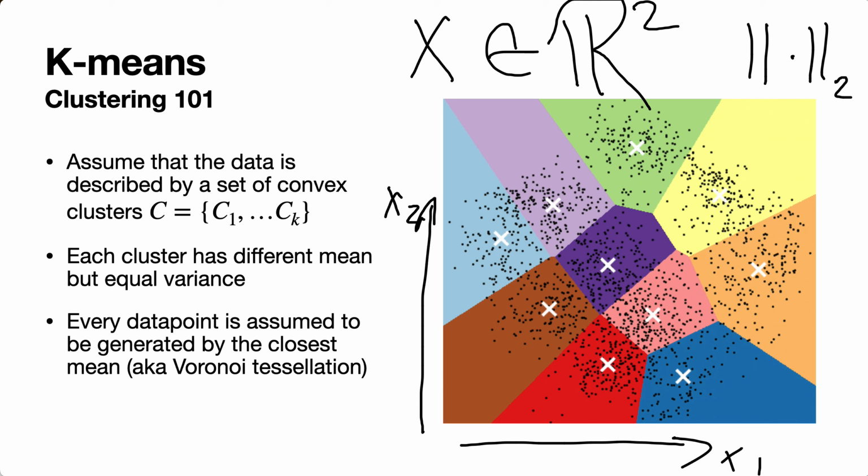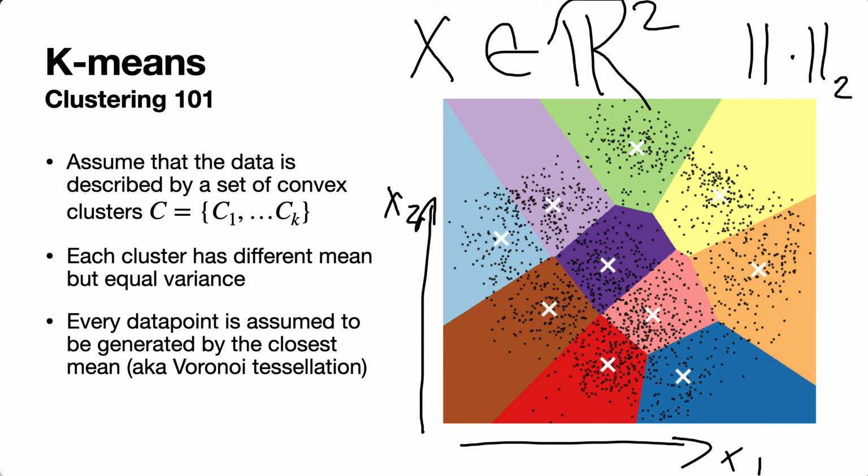So every data point is assumed to be generated by the closest mean, by that white X that's inside the Voronoi region. So all these purple data points are all assumed to be noisy measurements of some process that has a mean here.